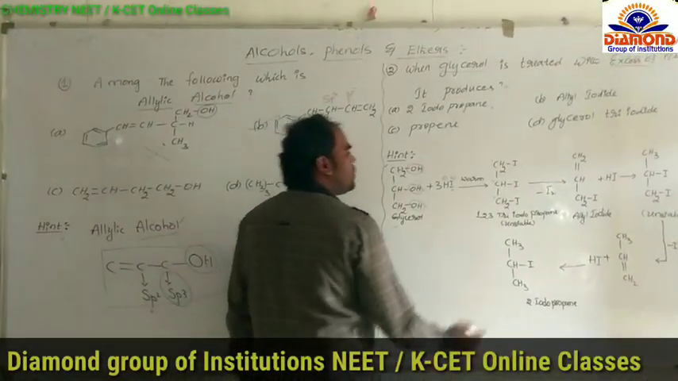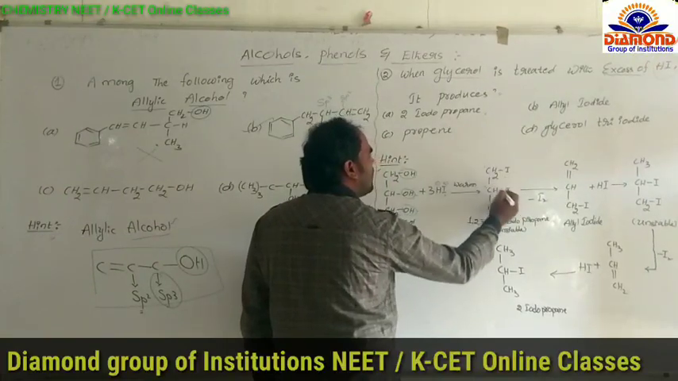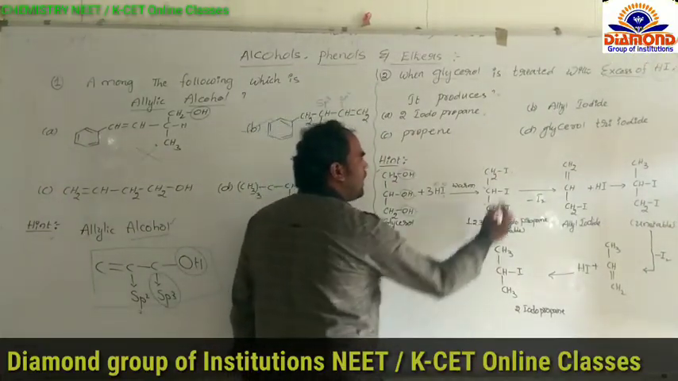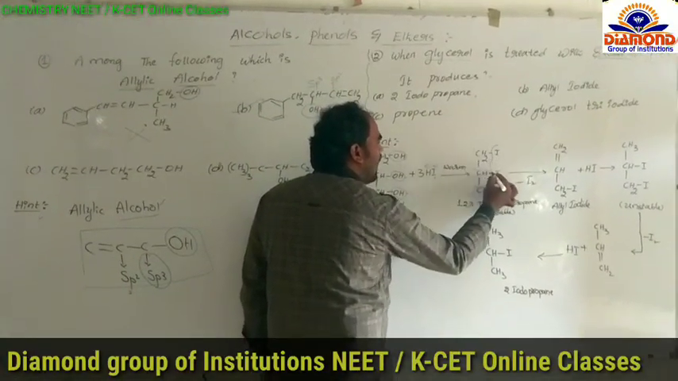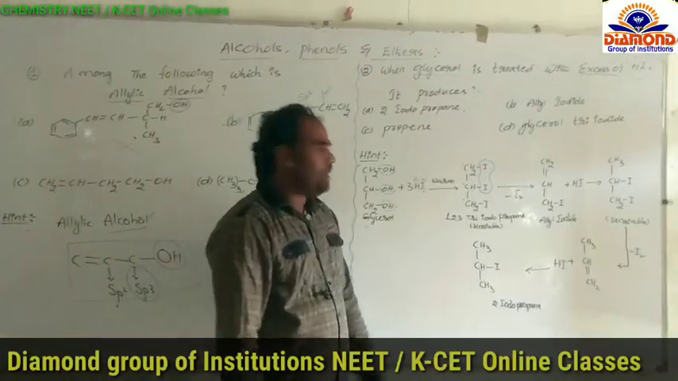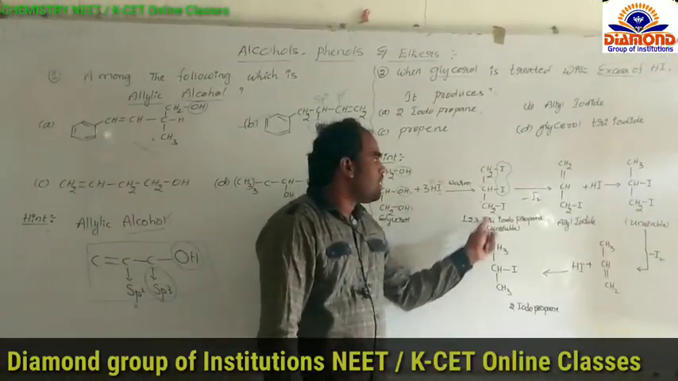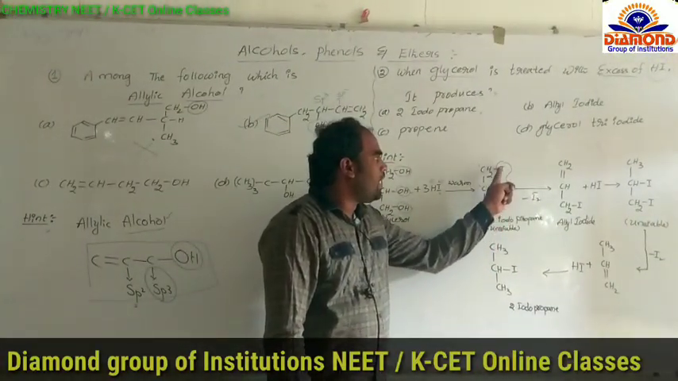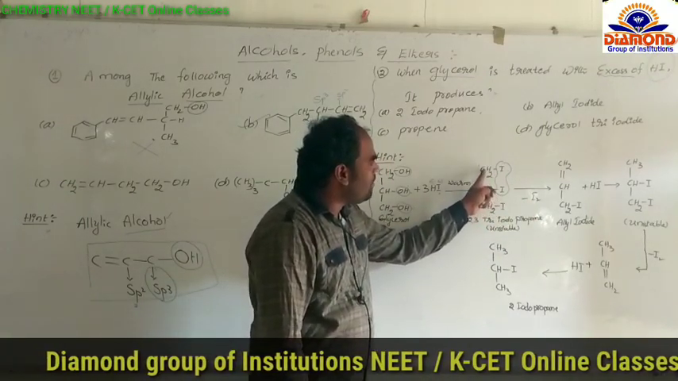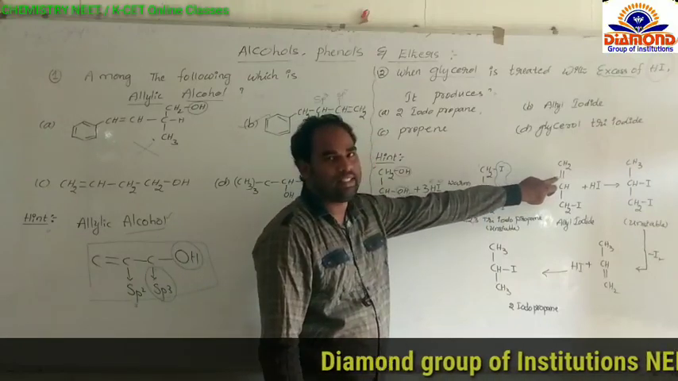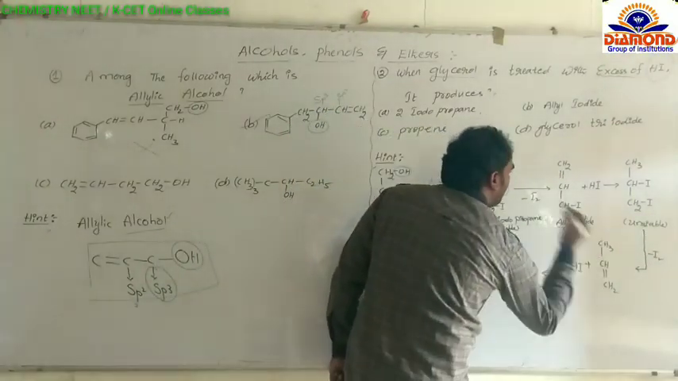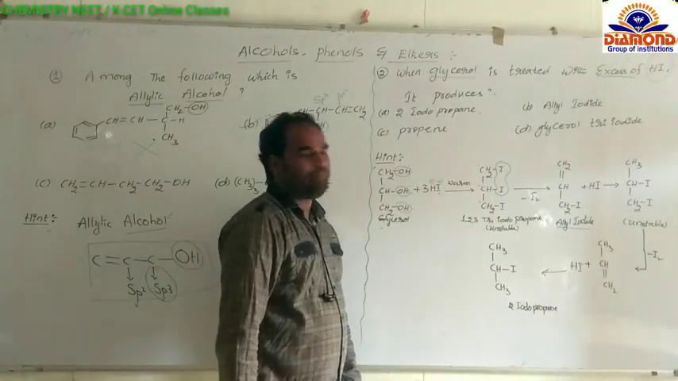What happens, students? If iodide atoms are adjacent to each other, then it is unstable. Therefore these two iodides are eliminated as I2 because of the instability, and a double bond forms in between these two carbons, like this. Okay. So what is the name of this compound? Allyl iodide.